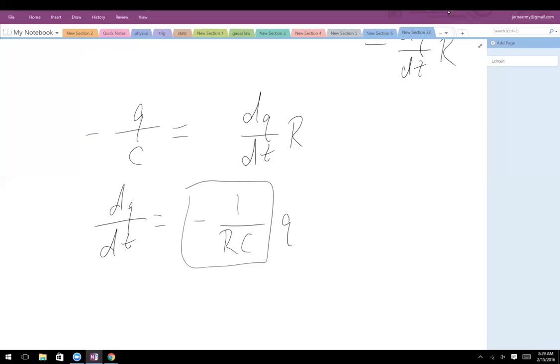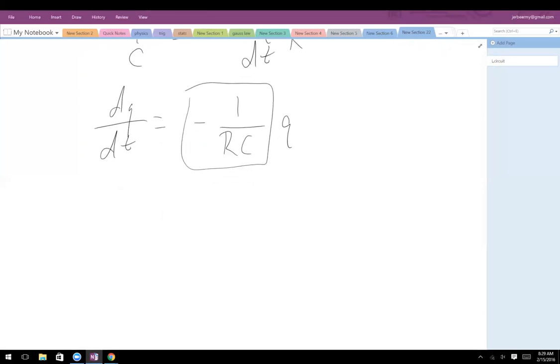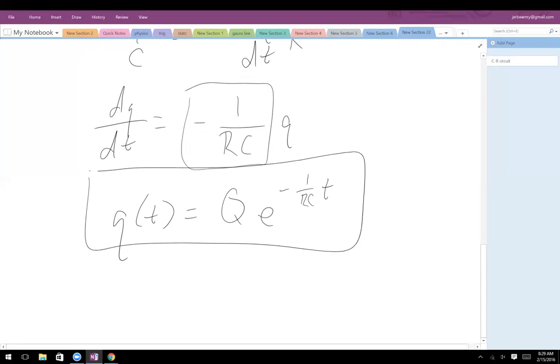Okay, so e to the x, you take the derivative, nothing happens, right? Or more generally, you basically have q of t is some initial q, and then e to the minus 1 over RC t. And that is what Cindy should write. Cassie's not in this class.